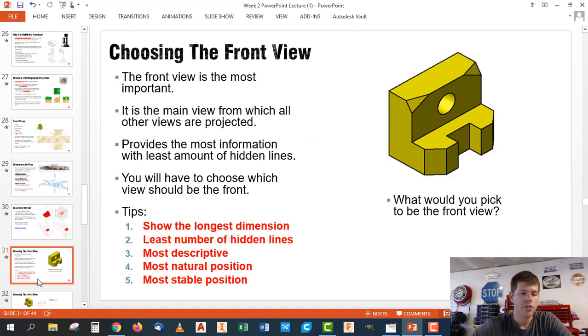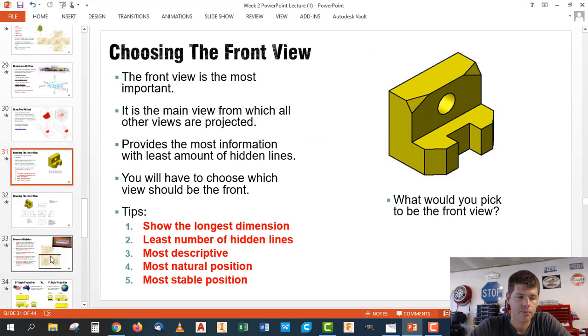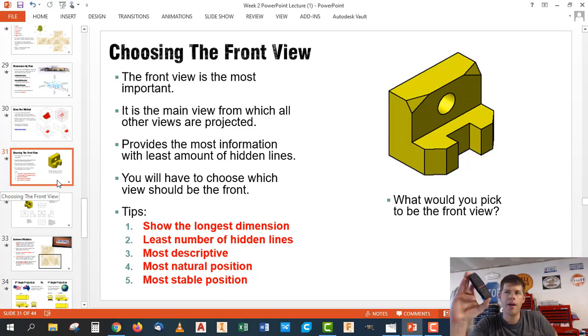Okay. So when we draw something, there's a couple things you need to know as a designer. How do we pick the front view for an object? I've shown you this thing a bunch of times. If I'm going to draw this, how do I decide what I want to be the front view? And there are 5 rules of thumb you can use to try and determine this.